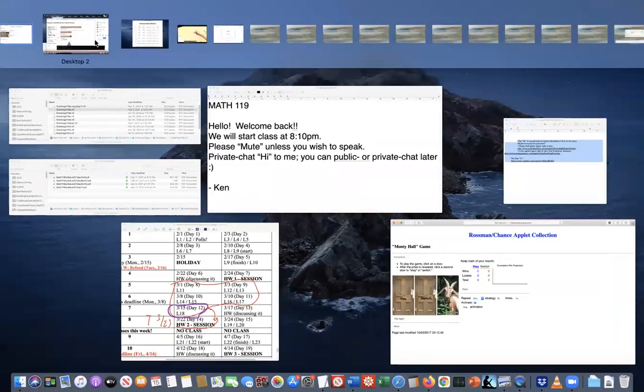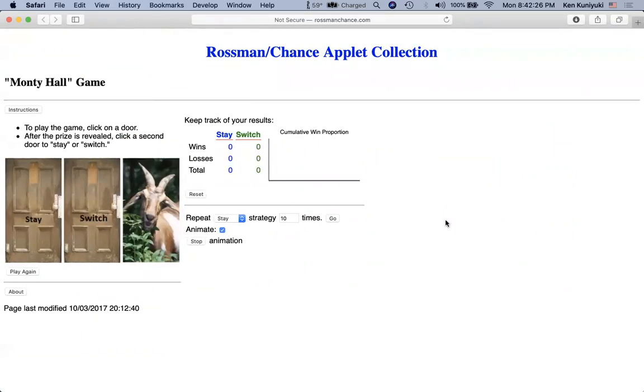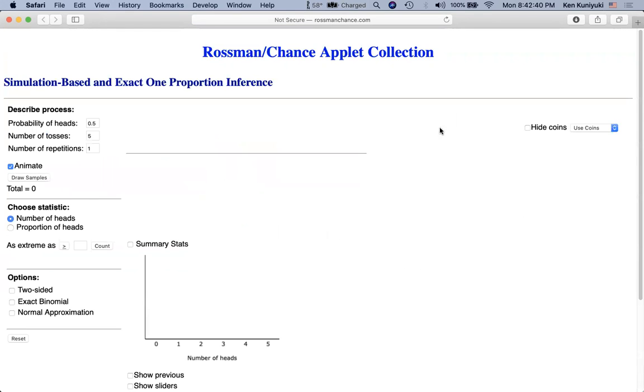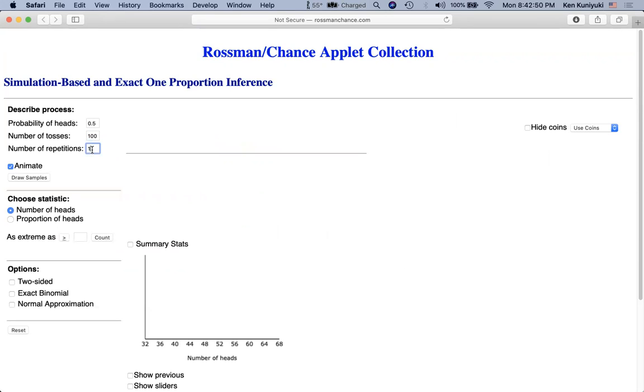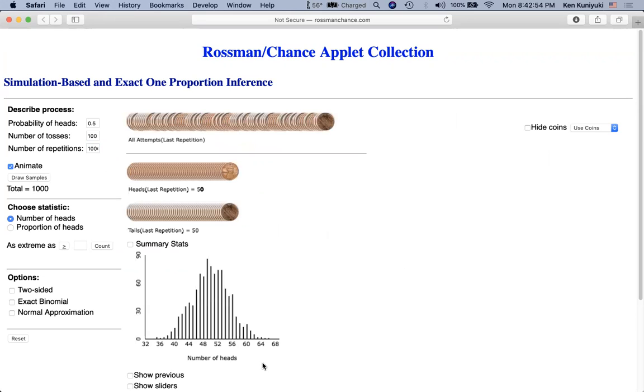Okay, so, by the way, if you want to have a little bit of fun, you can all do this right now. Here's the coins applet. Go ahead and do the coin applet over here. Click on that. All right. And so the probability of heads is 0.5, number of tosses, how about 100 tosses? Like every student flips the coin 100 times. Number of repetitions, how about 1,000 students? Draw samples. All right. So why don't you all do that and see if you all get a bell curve? You should all get roughly a bell curve.